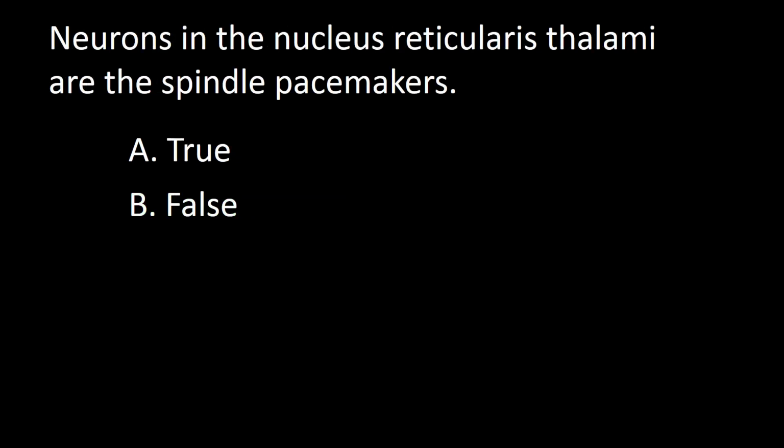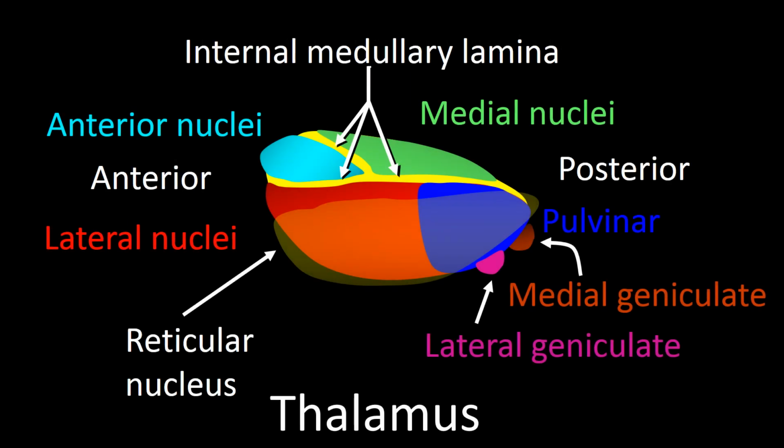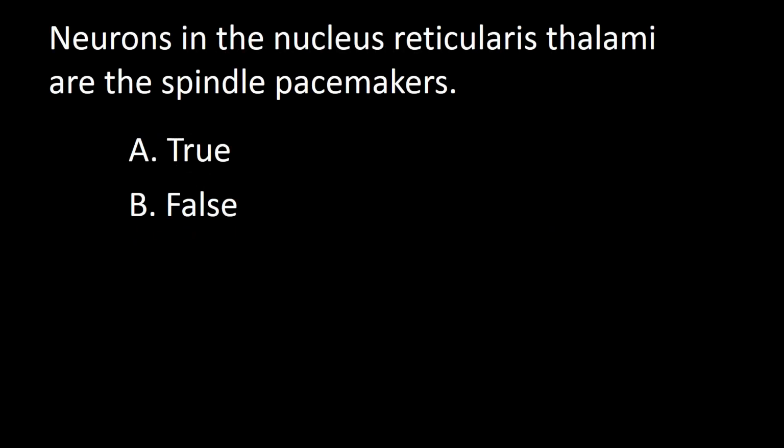Next question. Neurons in the nucleus reticularis thalami are the spindle pacemakers. A, true; B, false. Neurons in the nucleus reticularis thalami are the spindle pacemakers. So the answer to this question is A, true.